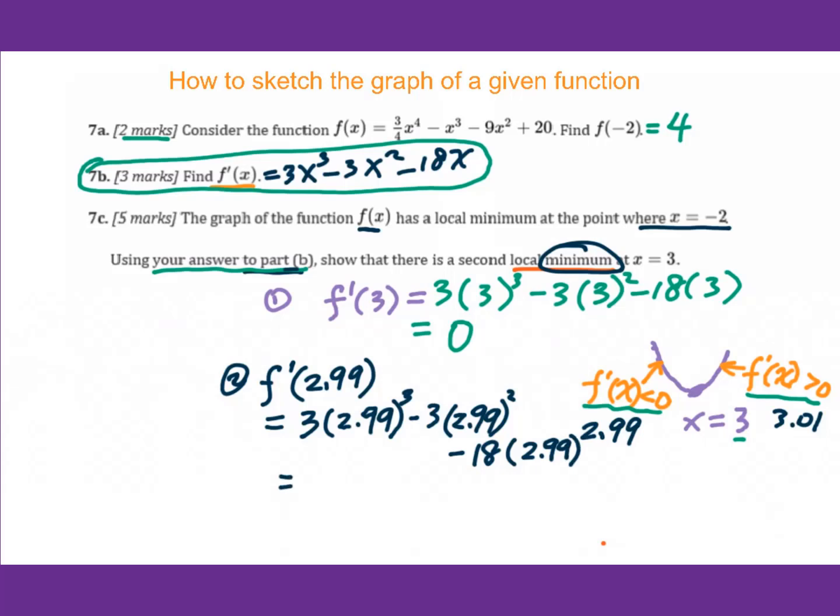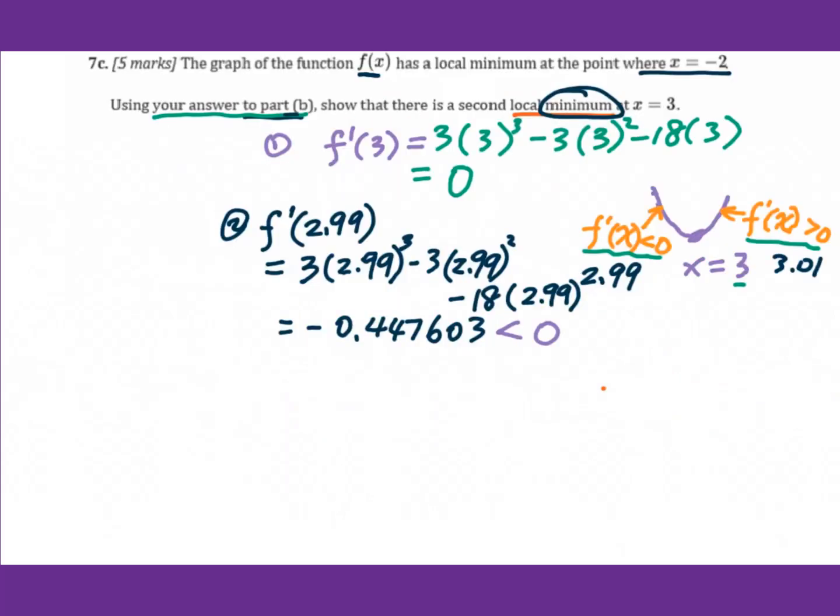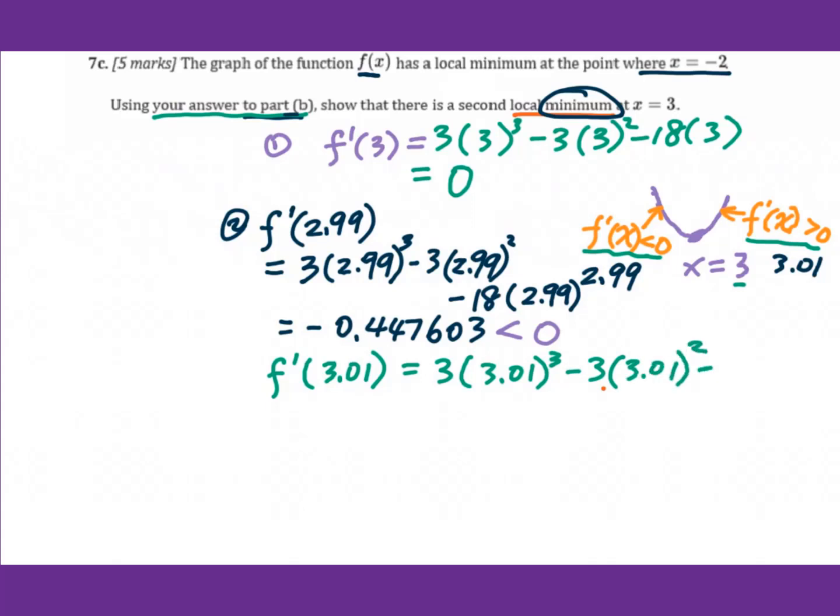We put it into a graphing calculator, you will get negative 0.447603, which means it's less than 0. Then we plug 3.01 into this derivative function. You will get 3 times 3.01 to the third power minus 3 times 3.01 squared minus 18 times 3.01. You will get 0.452403. This is greater than 0.